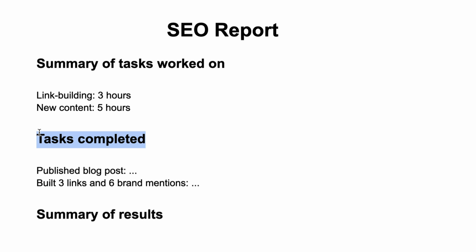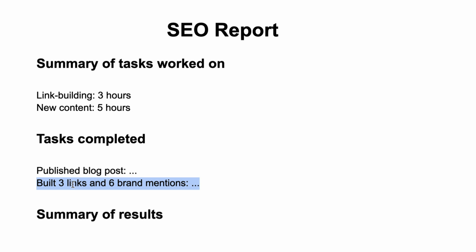much time working on all these things, what were the results? So you might say I published a blog post, or if you're building content for 5 hours, it might be more than one blog post, because they'll start questioning like, why is it 5 hours and only one blog post? So whatever the result was, you link to it here or you summarize it here. Like, for example, build 3 links and 6 brand mentions. It's a different result for a different kind of thing, right?